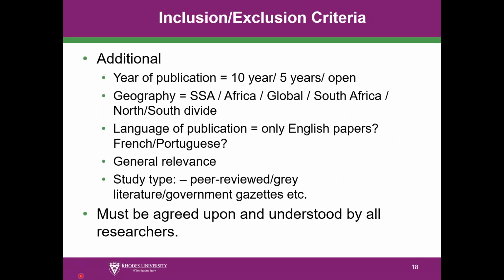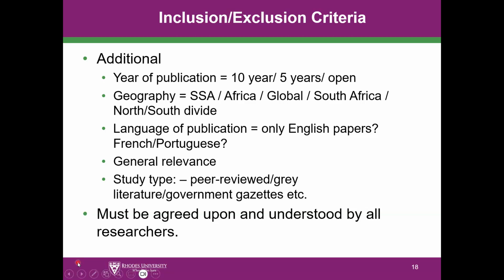And so your inclusion and exclusion criteria has to then be developed once you've started developing your Boolean search to say, do we want to consider the years of publication? Is it the last 10 years, last 5 years, or is it open? Should it be within specific years, 2005 to 15, or when? Do we want to consider a specific geographical location? Do we want to consider a specific language, but also the general relevance? What type of study do you want to focus on? Do you want to focus on just peer-reviewed literature, or including gray research?